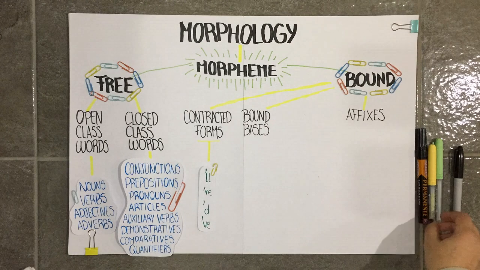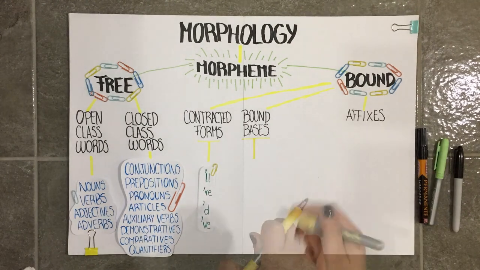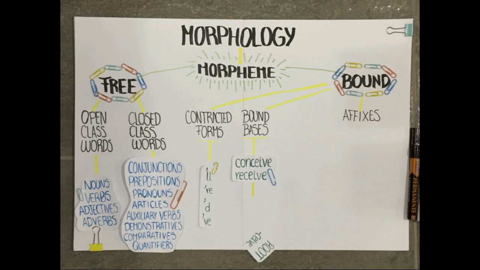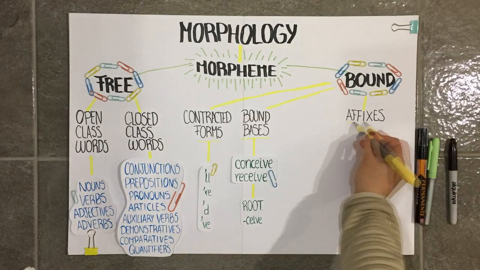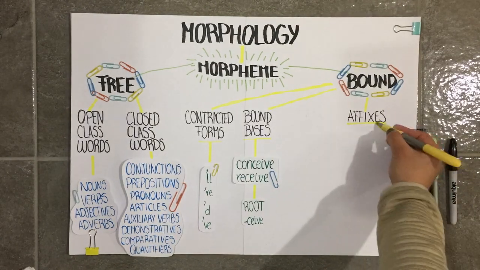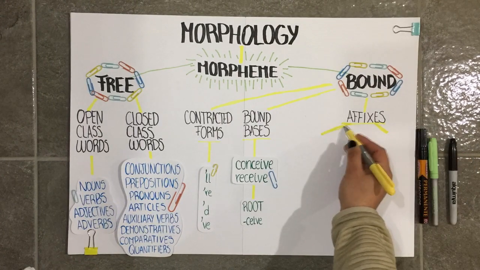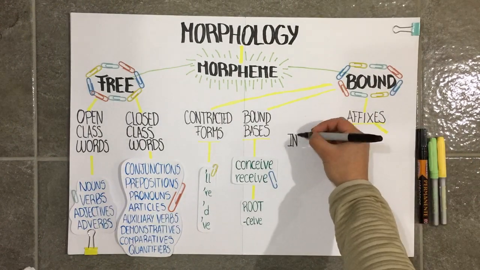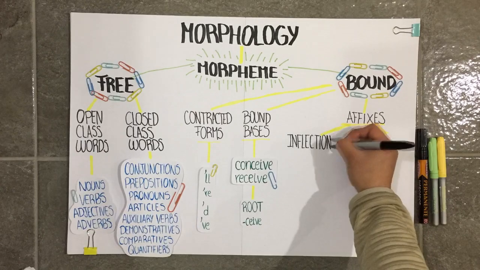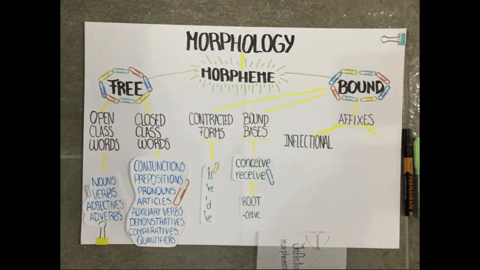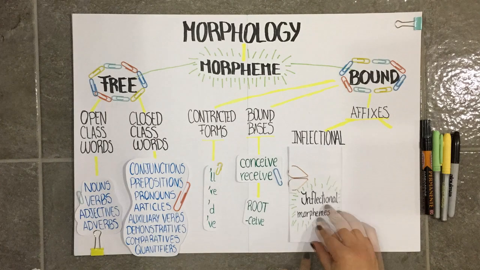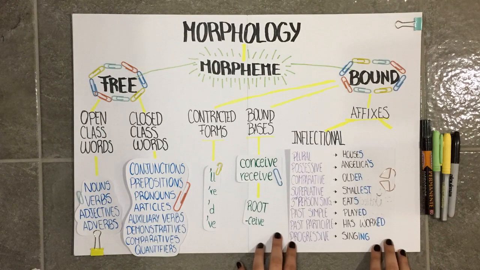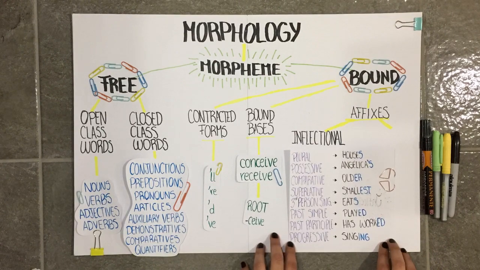Bound bases are roots that don't form a word with a meaning. For instance, conceive and receive have the root ceive. The word itself isn't actually a word, it's a bound root morpheme. Affixes can be subdivided into categories: inflectional affixes, which are always suffixes and modify the form of a word, changing the tense and number. There are 8 inflectional morphemes.